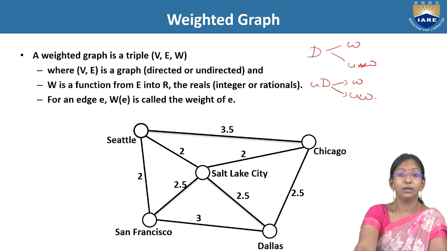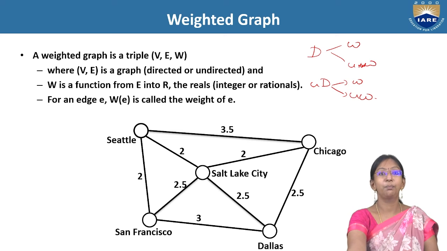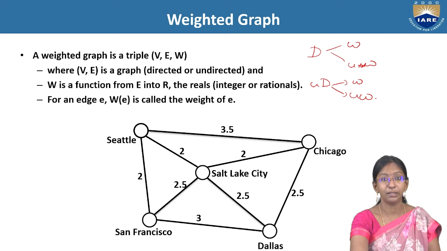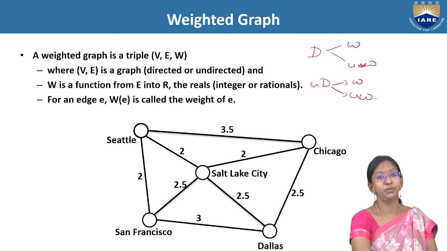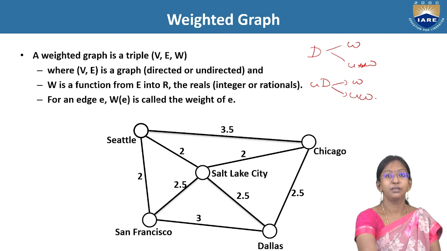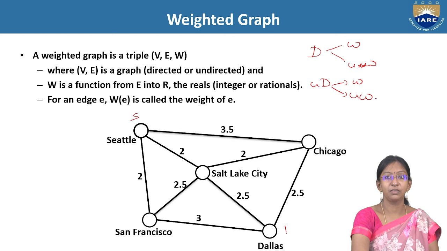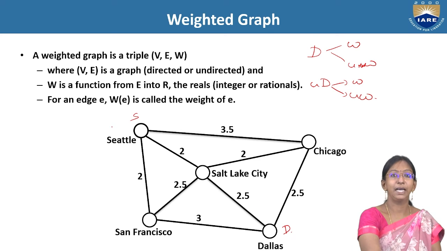Okay, then guys, one of the important points is path. What is a path? Path is nothing but a collection of edges between source and destination. For example, Seattle is your source and Dallas is your destination. The path can be via Chicago, or via Salt Lake, or via San Francisco.